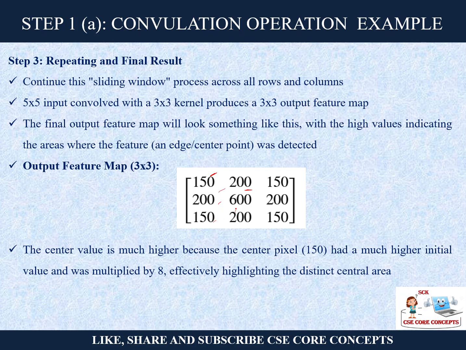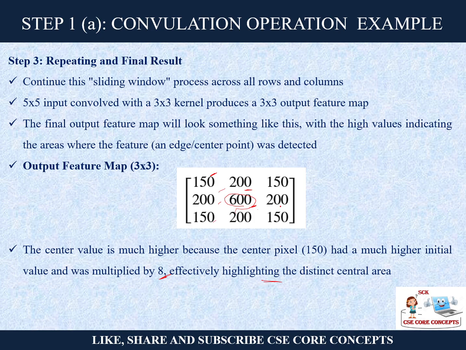You can see here the center value is very high, that is 600. Other pixels are in the range of 150 or 200. Because the kernel had a very high center value, that is 8, it is effectively highlighting the distinct central area. Suppose you don't get such a high value even after keeping the kernel value 8 at this position, and still get a very low value here, that would reflect that the original intensity was very low here. It was a smooth area, not an edge area.